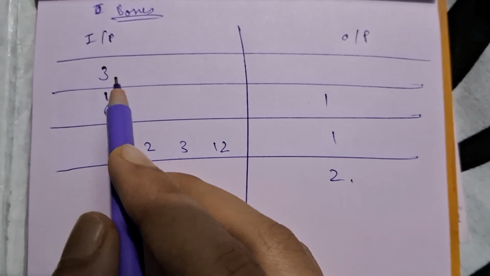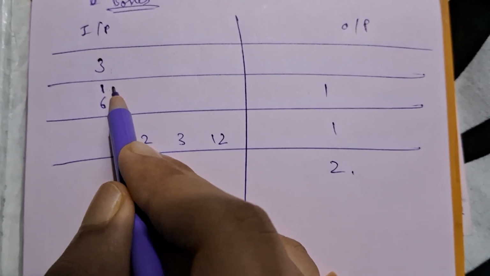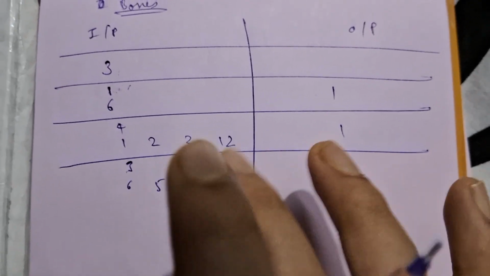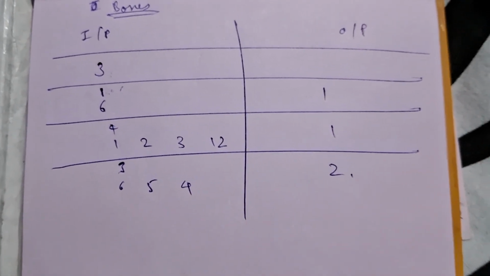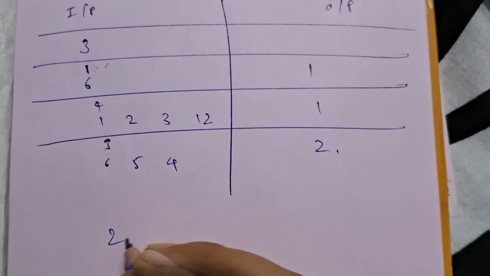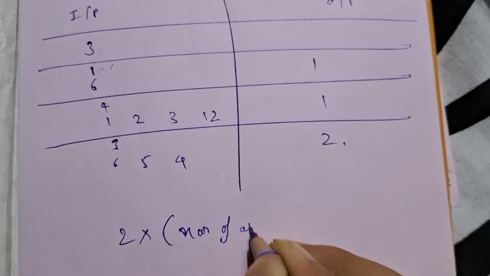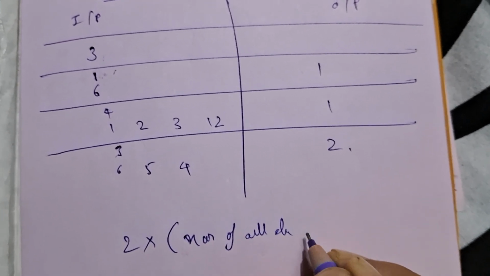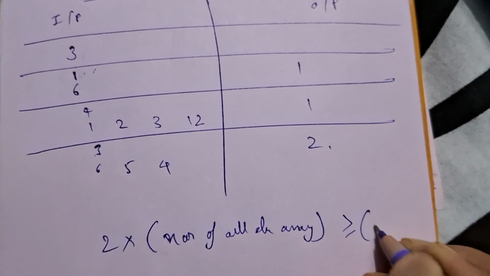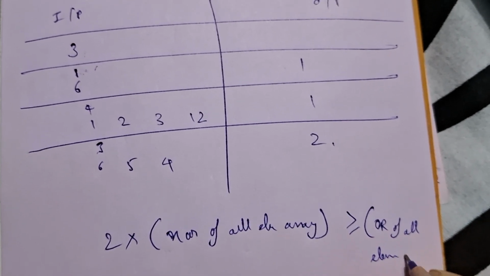So the problem is very simple. It is stated that this is the number of test cases, and for every test case there is n, and there is an array of size n. There are some conditions that have been given. The conditions are that 2 times the XOR of all elements of the array is greater than or equal to the OR of all elements of the array.